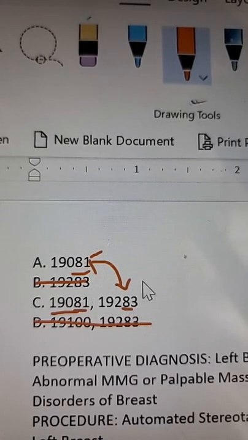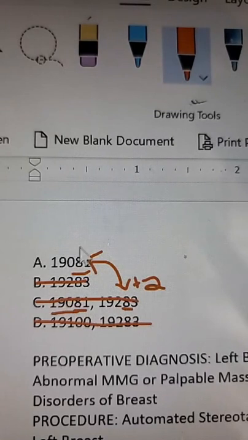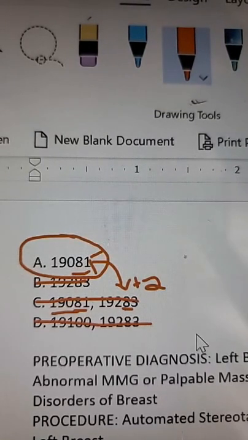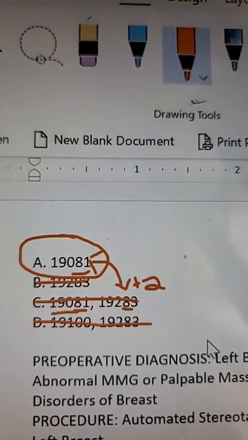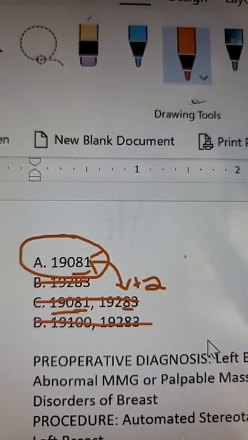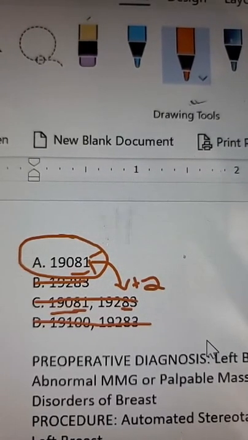Right, since the 82 is the add-on code for this one, we really wouldn't use that. That would be a coding irregularity. So you know your answer is A. That's all they're testing you on, to see if you understand the differences between the two parents, what an add-on code is, and how to use the information from the CPT book to know what the answer is.